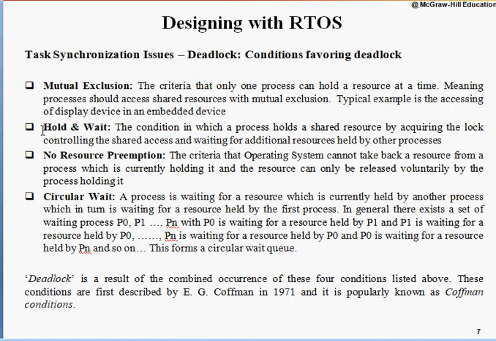So the second one is hold and wait. We have already explained it: the condition in which a process holds a resource and locks the shared access, waiting for additional resources held by other processes. So it holds one resource, which is locked, and it is waiting for some other resources from other processes, which, if those are also locking their own resources, then definitely this will also not get that resource.